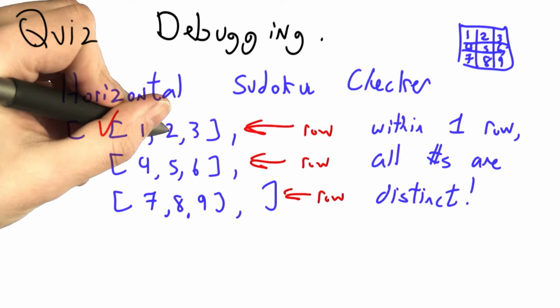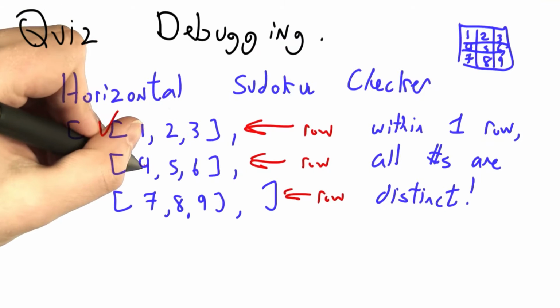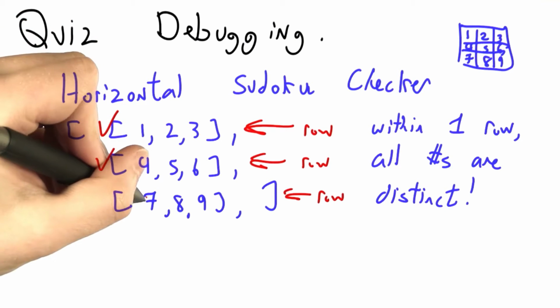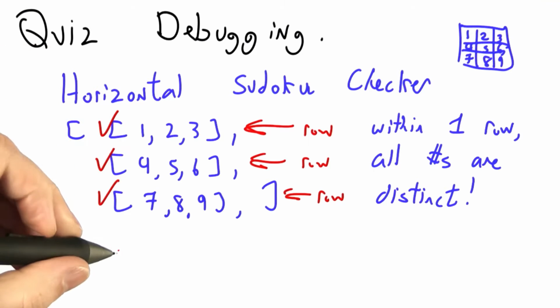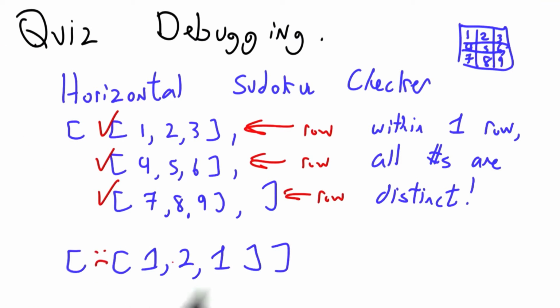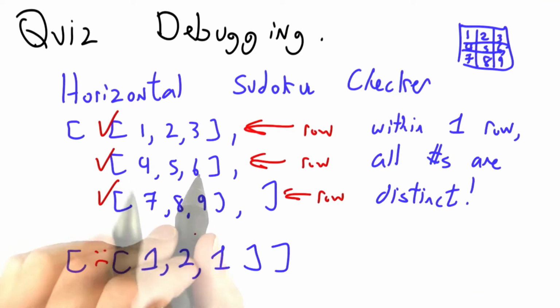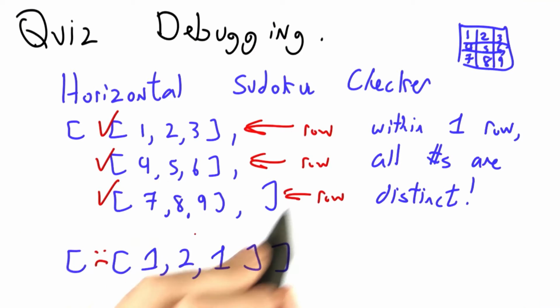So this is good because 1 is different from 2, which is different from 3. This is good. 4, 5, and 6 are all not equal. This is good. 7, 8, and 9 are all not equal. But this makes me super sad because I've reused 1. This is our horizontal Sudoku checker. I'm going to write one with a bug, and you're going to help me fix it.